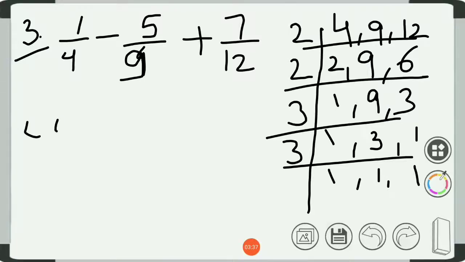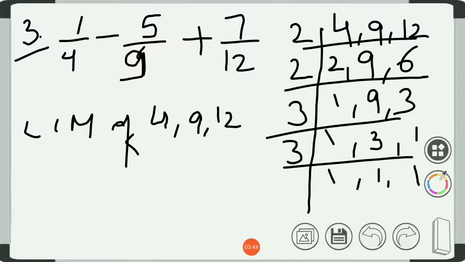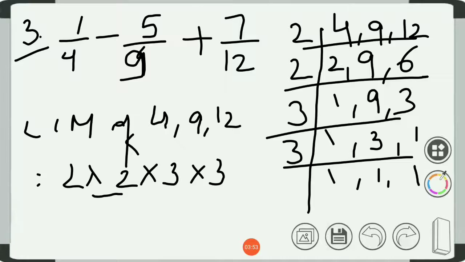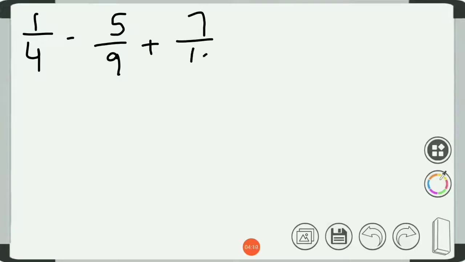So LCM of 4, 9, 12 is equals to 2 into 2 into 3 into 3. 2 2's are 4. 4 3's are 12. And 12 3's are 36. So you got the denominator, which is 36. Now you have three fractions. 1 upon 4 minus 5 upon 9 plus 7 upon 12.